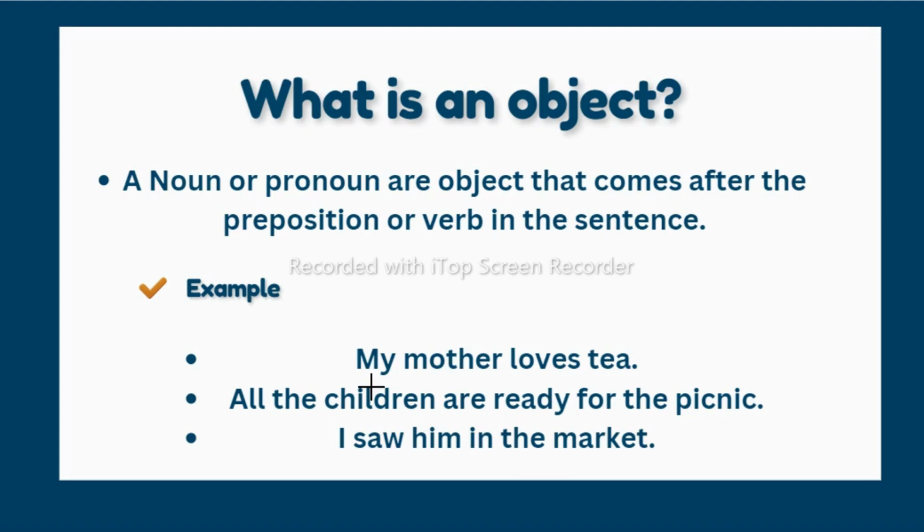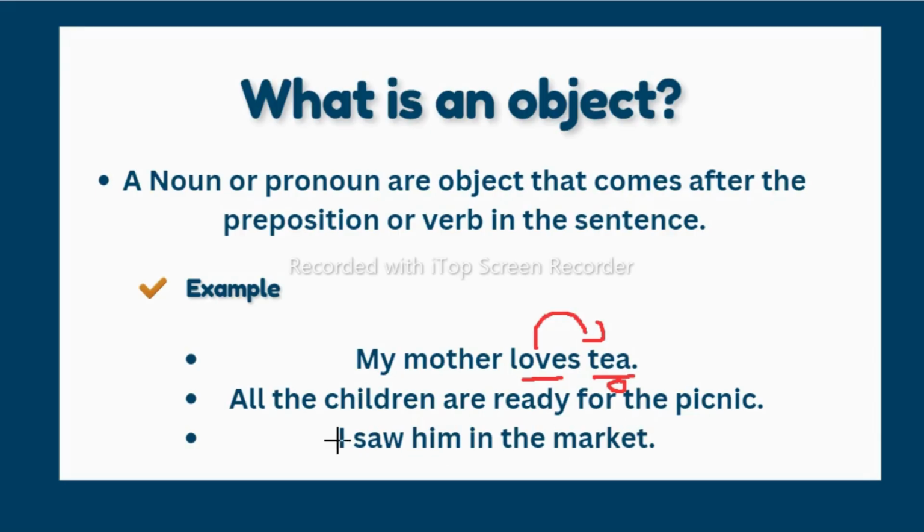For example, you can see here, my mother loves tea. So, where is the object here? We have the object here. An object could be a noun or pronoun only. It comes after the verb. Love is a verb, so after this we have the object.